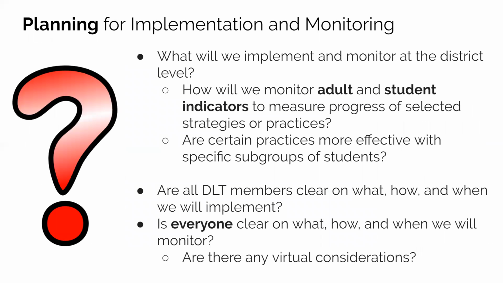As you are implementing and monitoring, here are a few questions for your DLT to consider. What will we implement and monitor at the district level? How will we monitor adult and student indicators to measure progress of selected strategies? Are certain practices more effective with specific subgroups of students? Are all DLT members clear on what, how, and when we will implement? Are there any virtual considerations? Is everyone clear on what, how, and when we will monitor? What are the virtual considerations?